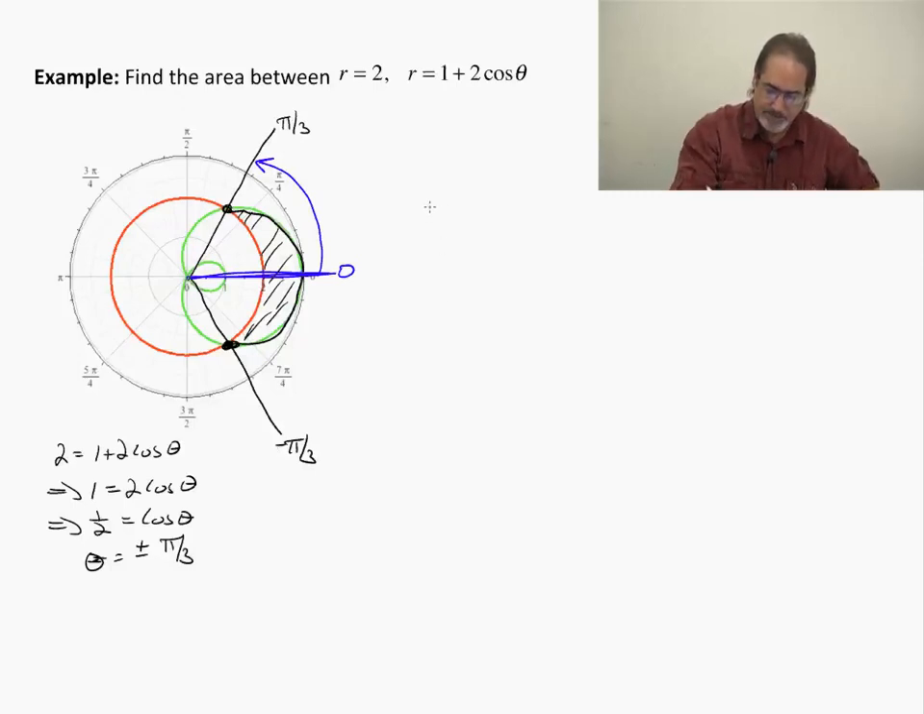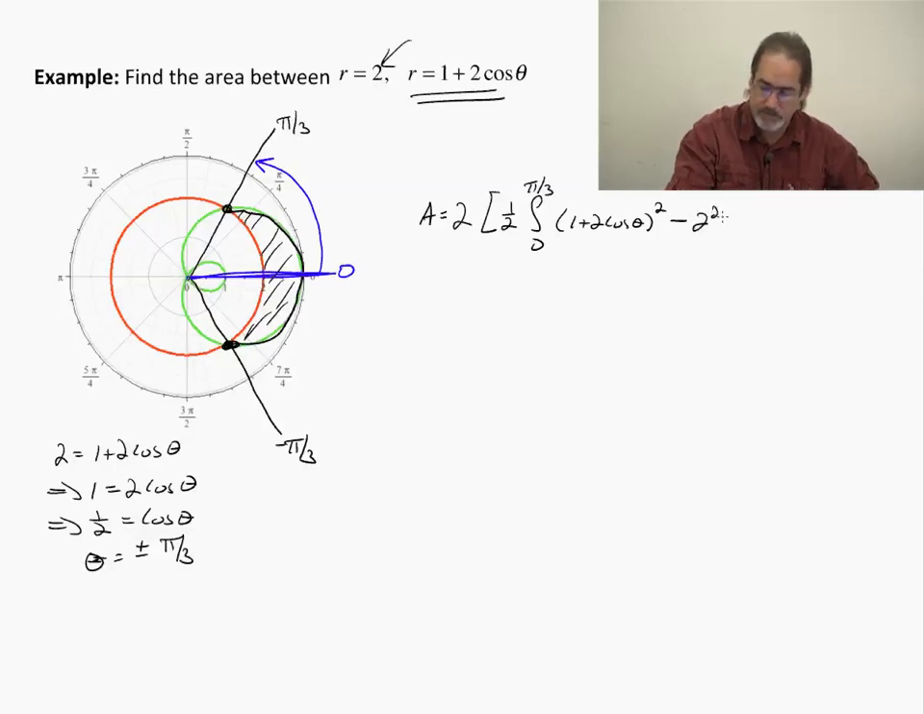So my area should be equal to, using symmetry, twice 1/2 the integral from 0 to pi over 3 of R1, which is the big one, which is 1 plus 2 cosine of theta squared, minus R2, the smaller one, which is just 2 squared. So that's going to be equal to, well, the 2 is going to cancel. The integral, I'm going to stop writing 0 to pi over 3 for the next couple of steps. You know it belongs there.